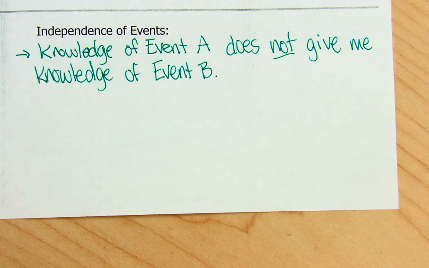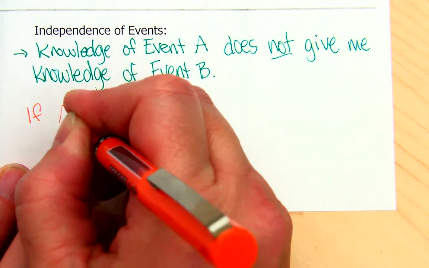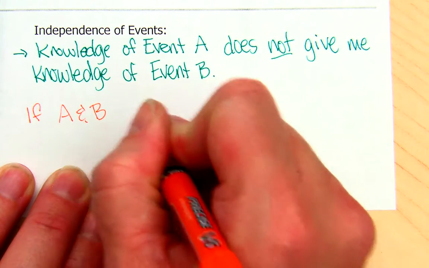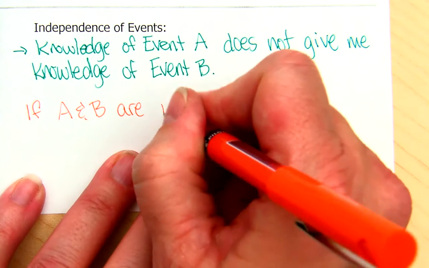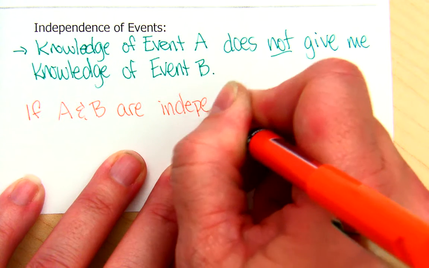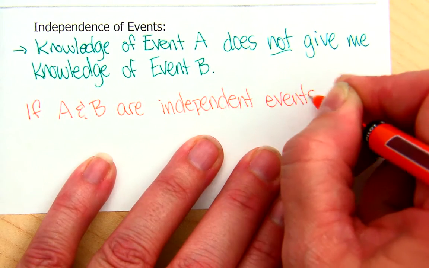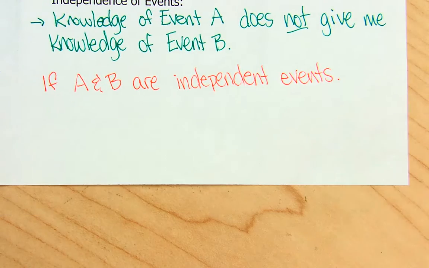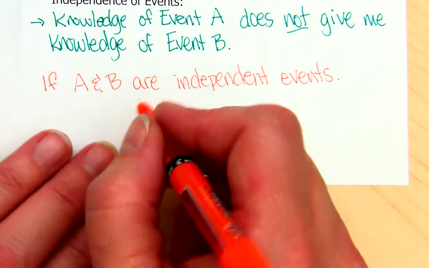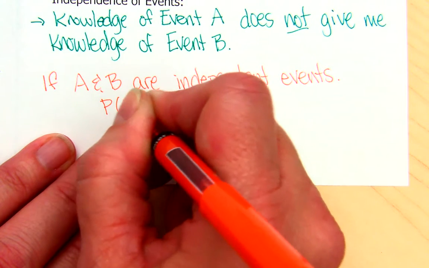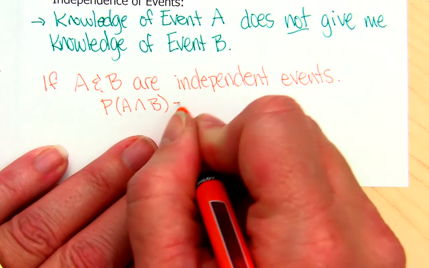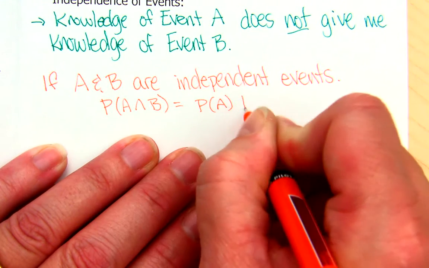Okay? So we have a calculation that we'll do to check for independence. So our calculation says if A and B are independent events, meaning one has no effect on the other, then we can do probability of A and B is just probability of A times probability of B.